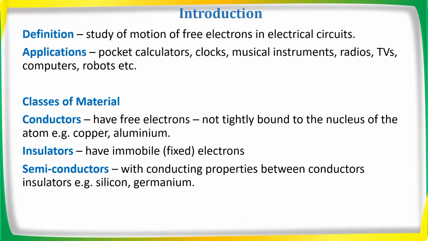Then we have those ones that are in between the conductor and the insulators. They have some conducting properties depending on the condition or the circumstances. We shall look at the circumstances under which a semiconductor will conduct. They are in between the conductors and insulators. For example, we have silicon and we have germanium.